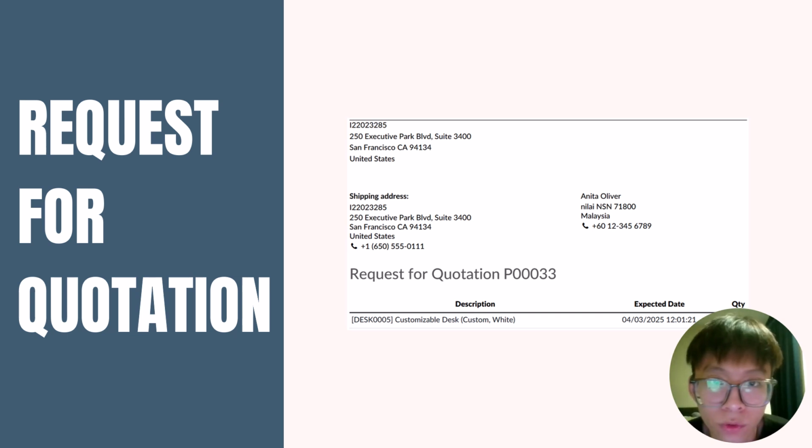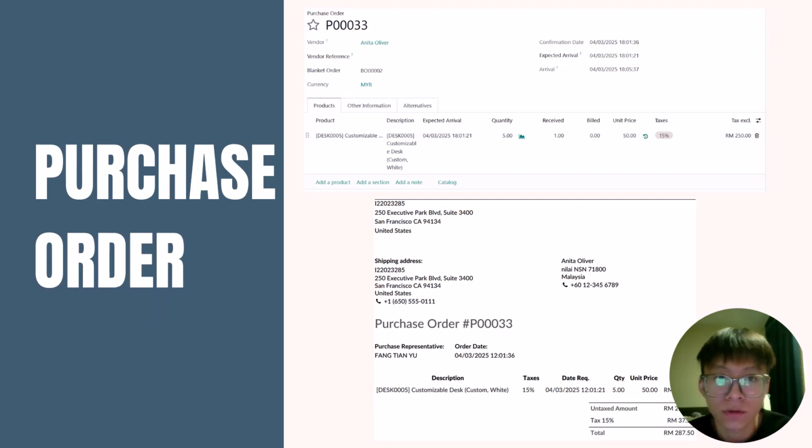And this is the request for quotation P033 information. It shows the shipping address and the ordered product description, expected date, and quantity. This purchase order P033 confirms the transaction between buyer and vendor for 5 units of customizable white desk at 50 ringgit per unit, totaling 287.5 ringgit. Key dates include order confirmation on April 3, 2025, with expected arrival the same day, and it is linked to blanket order BO02.